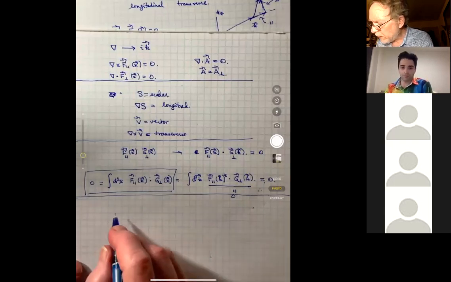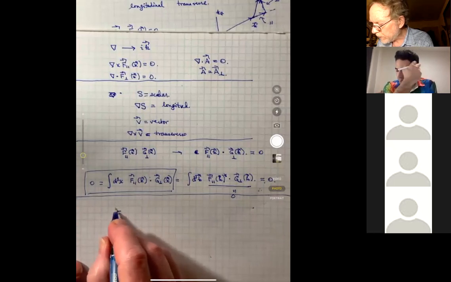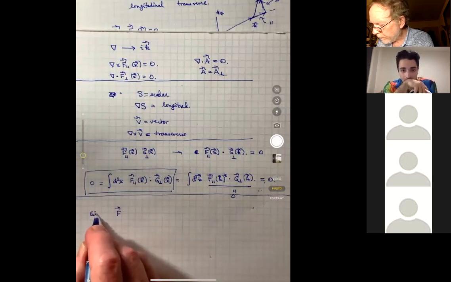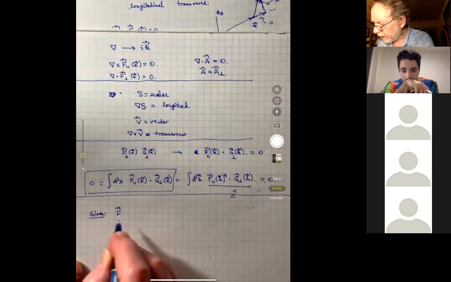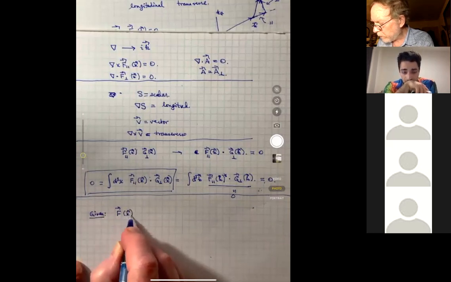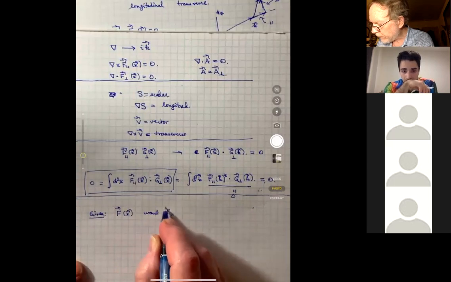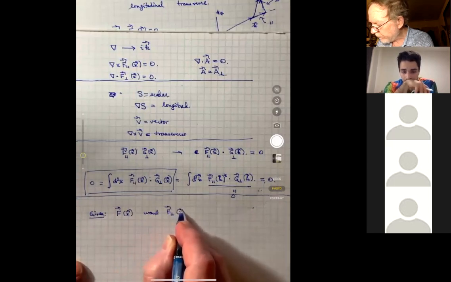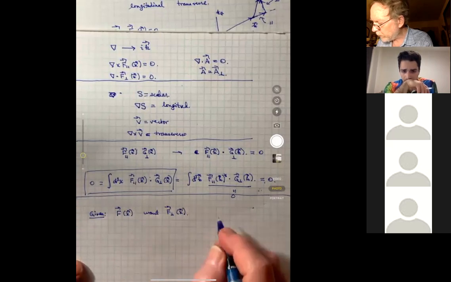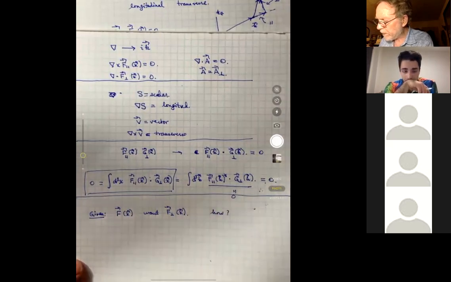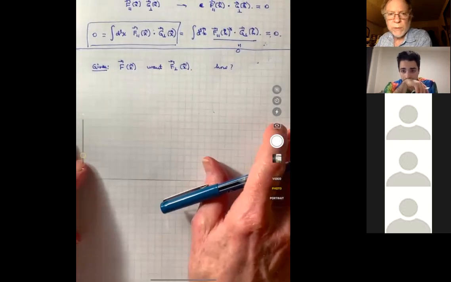something we need to do from time to time is that, given an arbitrary vector field f of x, we want to find the transverse part of it. And the question is how to do it. How do we do it? And I'm going to show you two different methods of doing this. This leads to what's called the transverse delta function, which is something that we'll need to use.